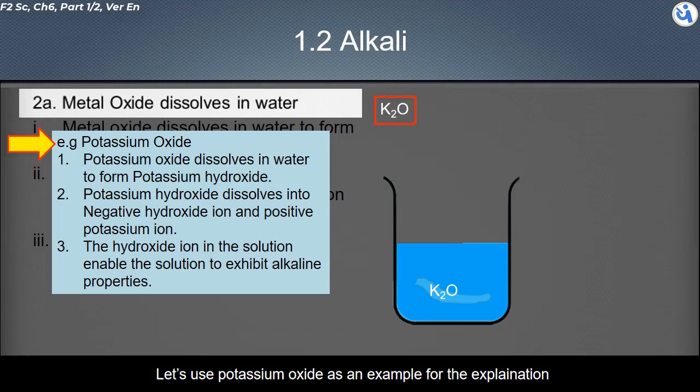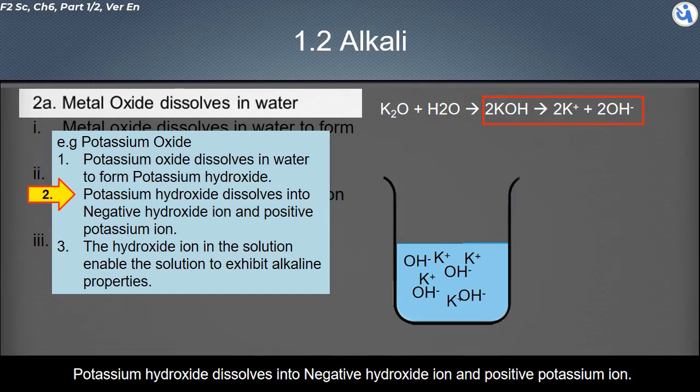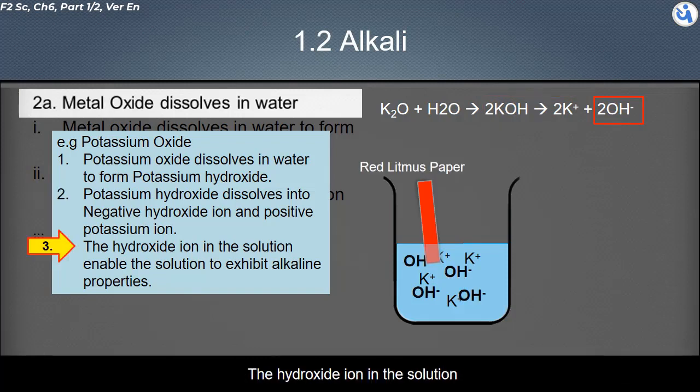Let's use potassium oxide as an example for the explanation. Potassium oxide dissolves in water to form potassium hydroxide. Potassium hydroxide dissolves into negative hydroxide ion and positive potassium ion. The hydroxide ion in the solution enables the solution to exhibit alkaline properties.